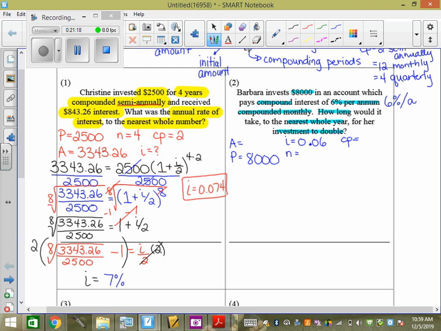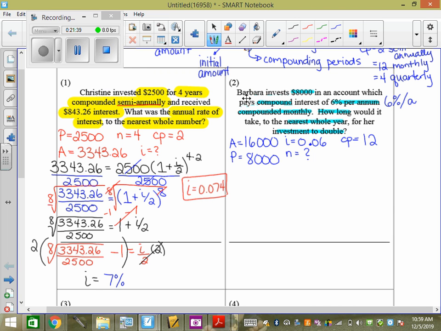All right. Compounded monthly. What's your CP? 12. How long? Oh, they're making us find N. If they're making us find N, they had to have given us the final somehow. For the investment to double. What was it originally? So now it's going to be 16,000. Let's fill it in.